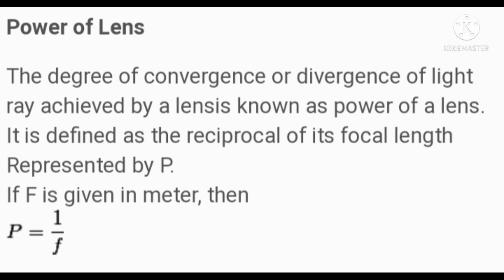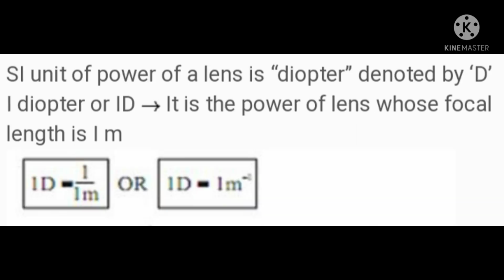If f is given in meters, then P is equal to 1 by f. That means by definition, power of lens is equal to 1 by f. Now here, if focal length increases the power of the lens decreases, and if the power of the lens decreases the focal length increases. That is vice versa, you have to remember. Now the SI unit of power of lens is diopter. Important thing: the SI unit of power of lens is measured in diopter and it is denoted by capital letter D. Clear?